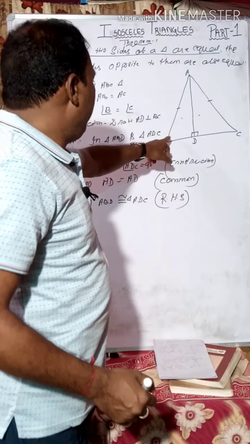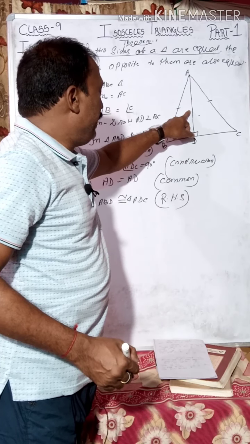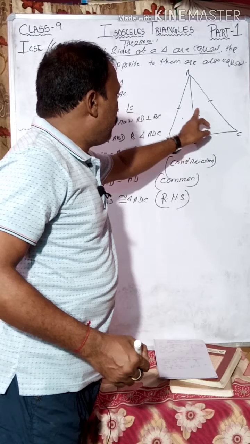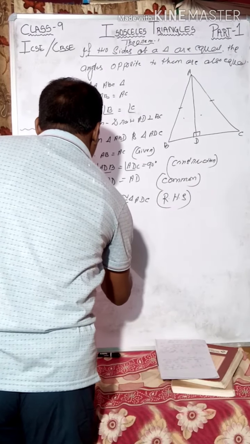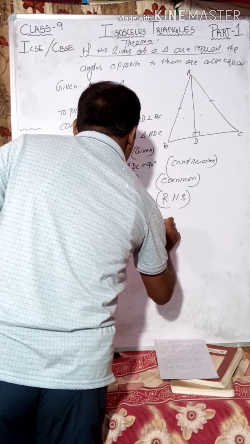So angle B is equal to angle C. Angle B is opposite to side AD, so AD is equal to AD. The angle opposite to AD is C. So angle B is equal to angle C, proved.